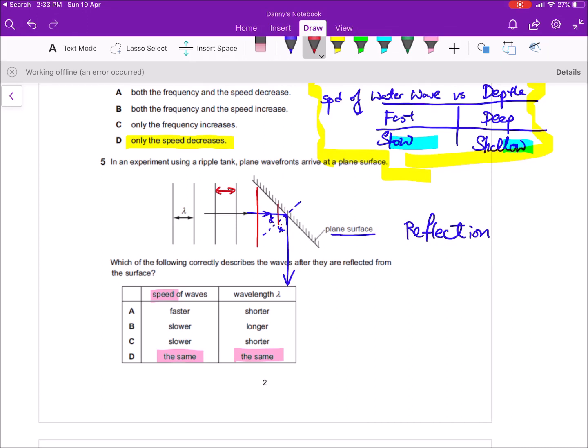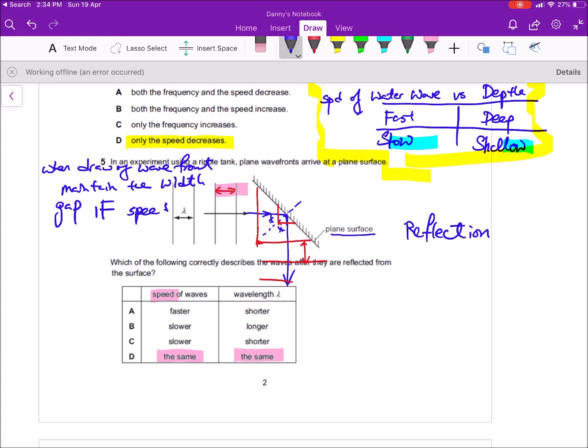Once you enter here, it will be like that. Then after that, like that, like that, like that. Just remember to maintain the wavelength, and the wavefronts can join. The key thing is to maintain the gap if the speed doesn't change. So when you are drawing your wavefront, maintain the width of the gap if speed is not changed. Okay, so this is basically your reflection.